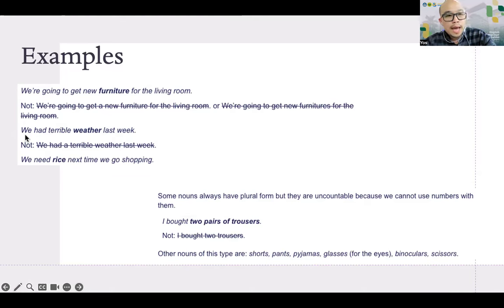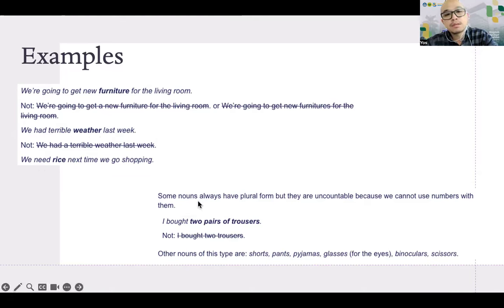We can say we had terrible weather last week. We cannot say a terrible weather. We can say we need rice next time we go shopping. We cannot say we need a rice or we need rices. We need rice next time we go shopping.